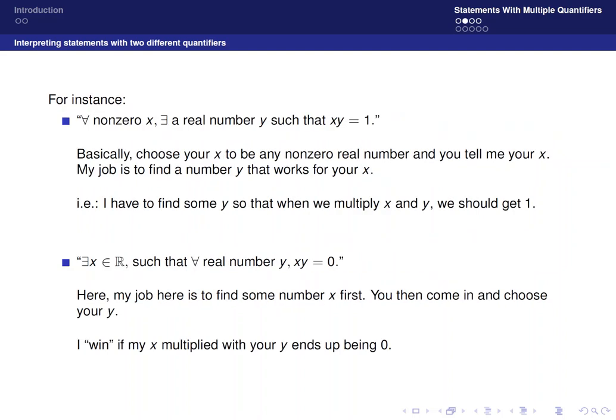For example, the statement, "For all non-zero x, there is a real number y such that x times y is equal to 1." What am I supposed to be doing here? Well, somebody is going to choose an x to be a non-zero real number, and you tell me your x. So let's say your x was 5. What is my job? My job is to find the y so that x times y will become 1. And it's very easy for me. All I have to do is pick 1/5.